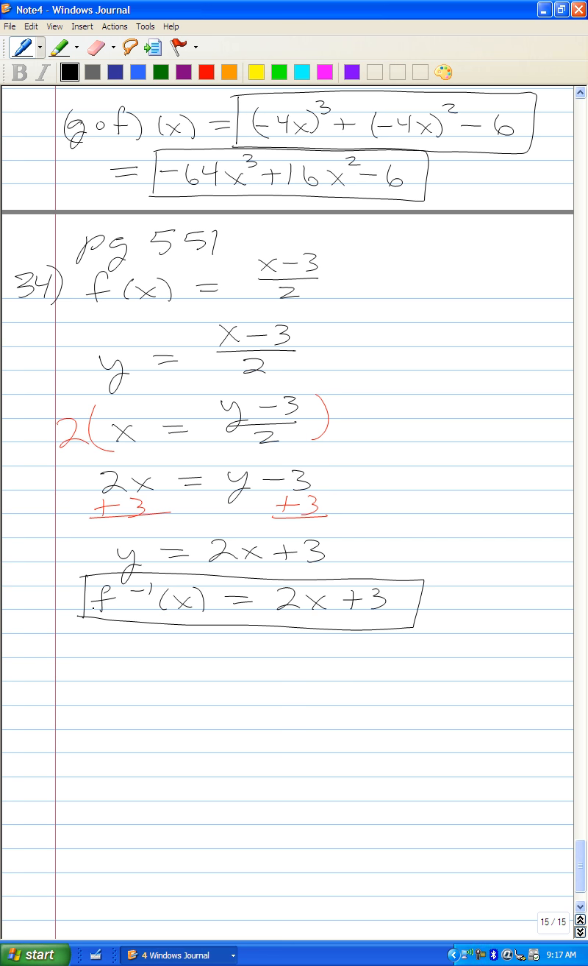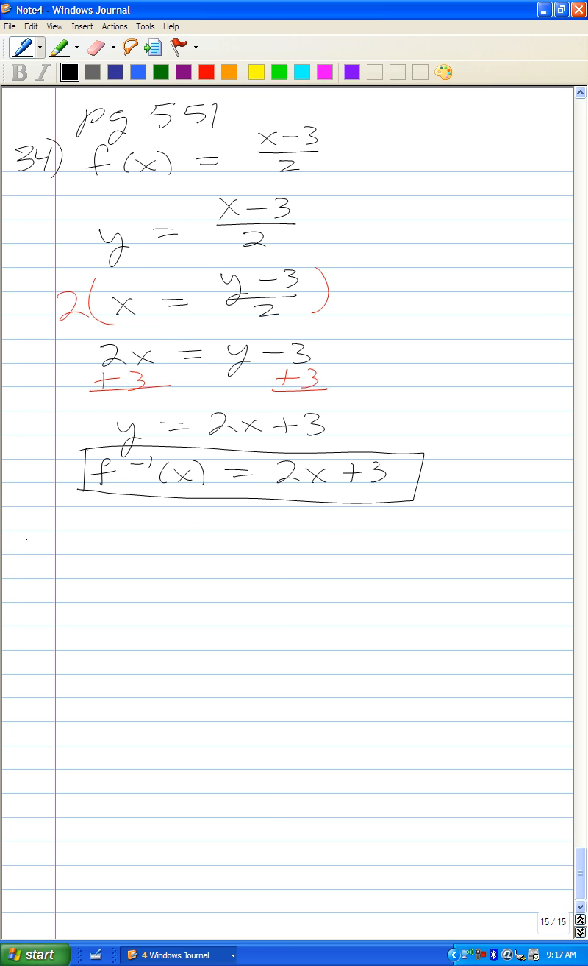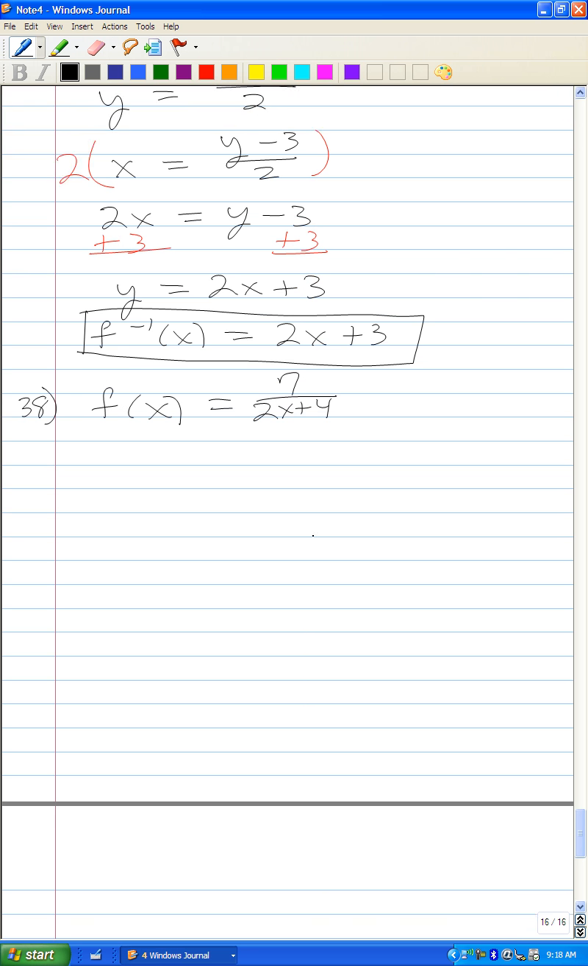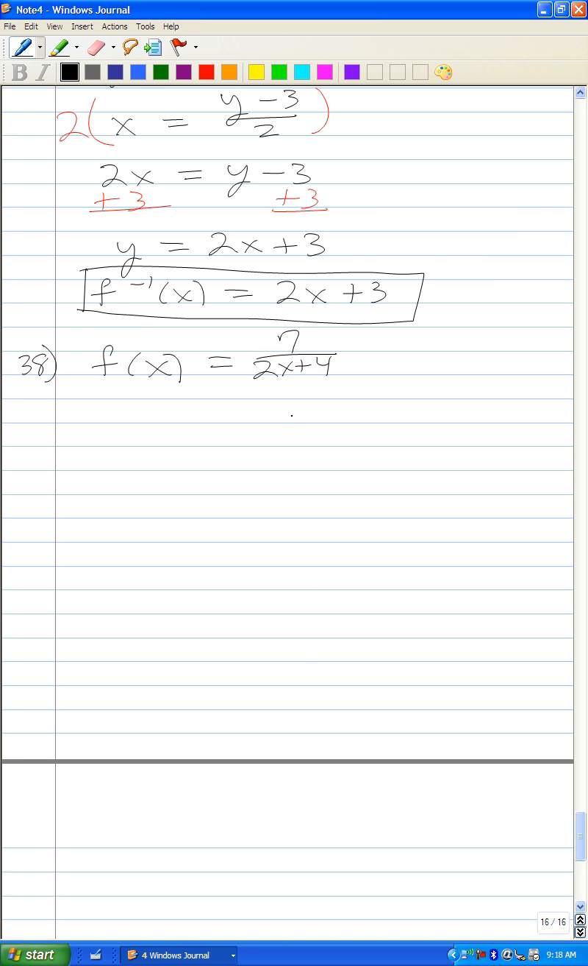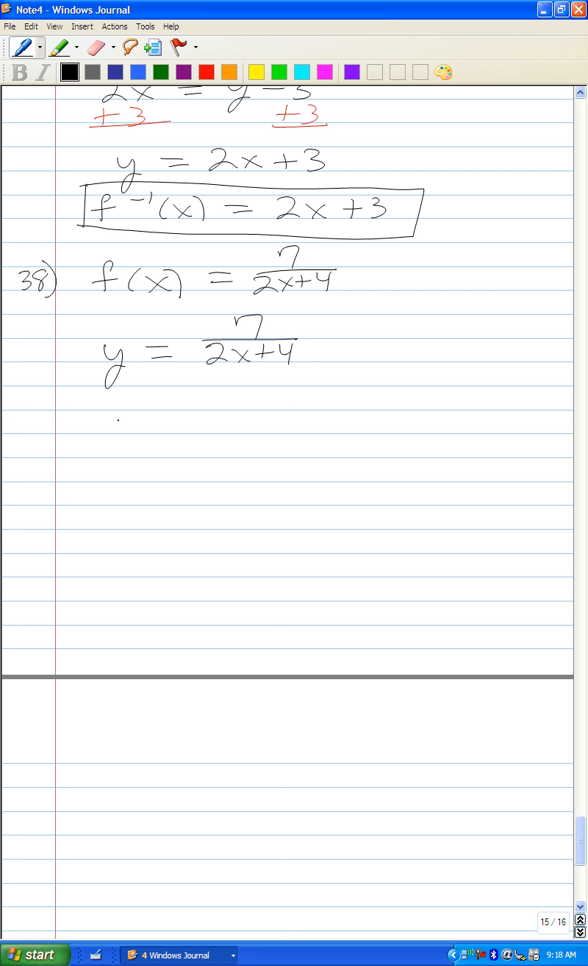Let me do problem number 38. f of x equals 7 over (2x plus 4). And so let's replace f of x by y. Let me interchange x and y. Let me solve for y. Multiply both sides of my equation by 2y plus 4.